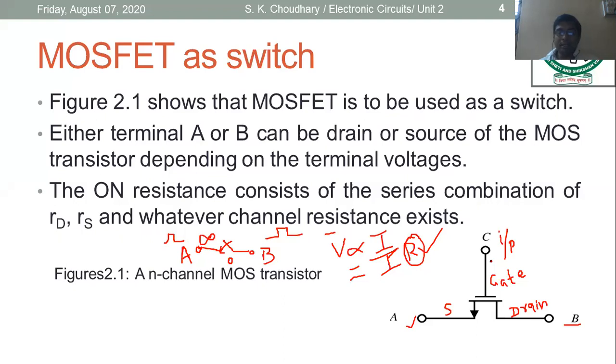and you would see that between drain and source there is no direct connection. So there is some resistance across these two terminals.